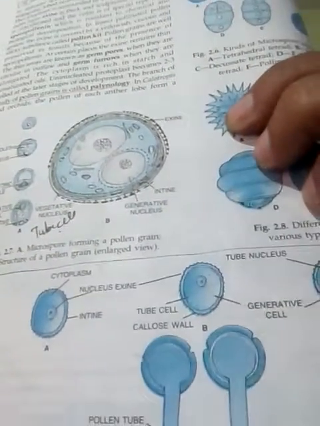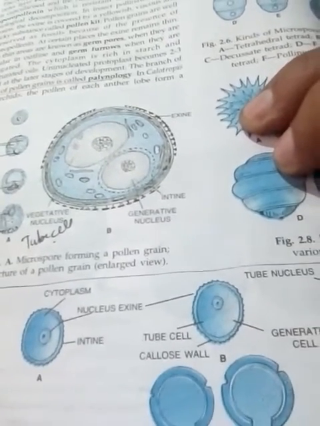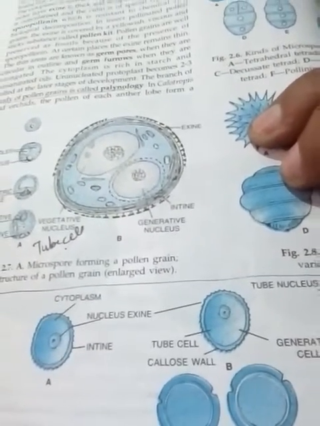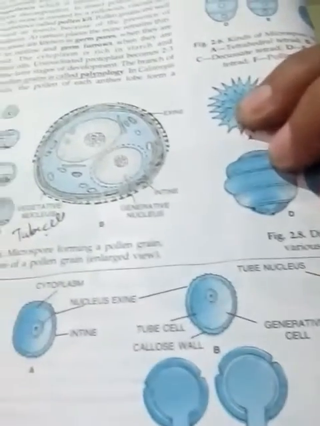The generative cell has a male gamete, which divides by mitosis into two male cells. Generative cell makes male cells. Now, what happens? Sorry. The study of the pollen grain is called palynology.